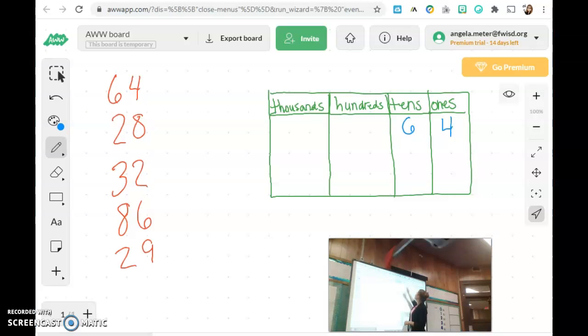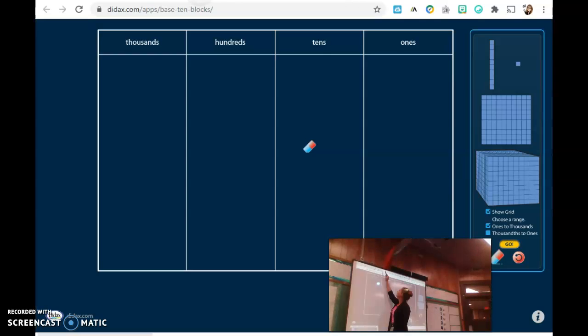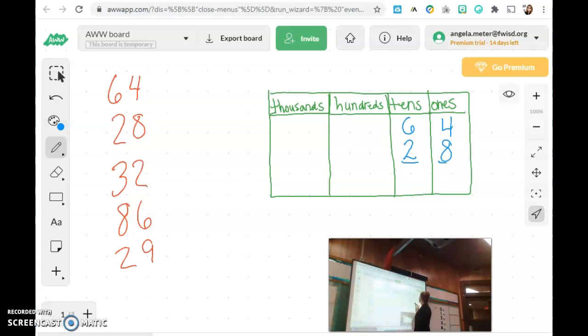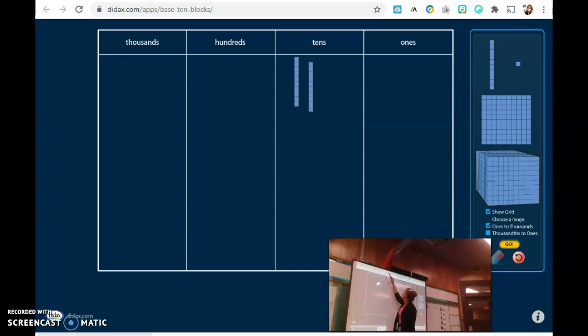Okay, are you ready? All right, our next number is going to be the number 28. So if we separate that into our place value block, my 8 goes in the ones place, and my 2 is going to go in the tens place. So now I see that I'm going to put 2 tens. So let me make that real quick. I'm going to do 2 tens, 1, 2, and I'm going to do 8 ones.